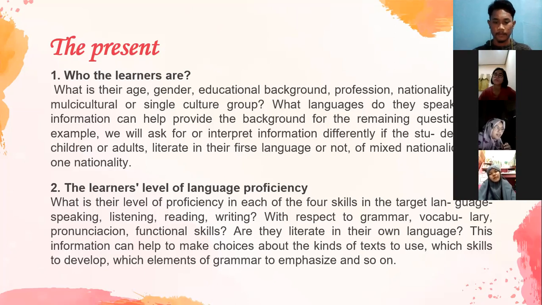The second point is the learners' level of language proficiency. What is their level of proficiency in each of the four skills in the target language, speaking, listening, reading, and writing, with respect to grammar, vocabulary, pronunciation, functional skills? Are they literate in their own language? This information can help to make choices about the kinds of text to use, which skills to develop, which elements of grammar to emphasize, and so on.